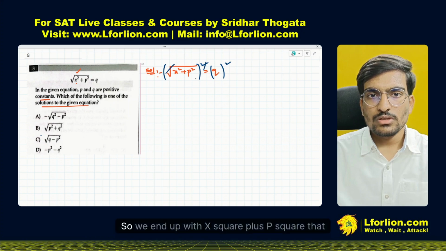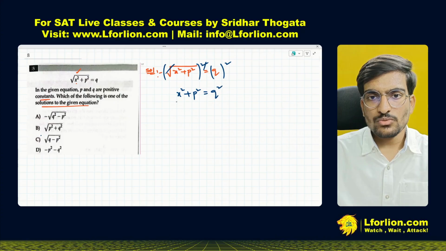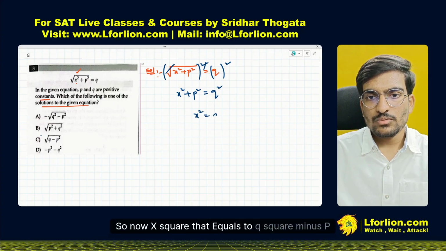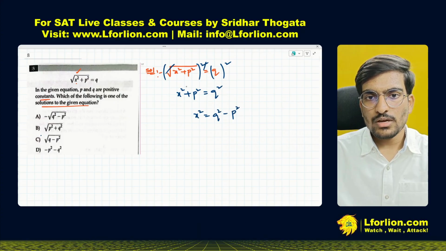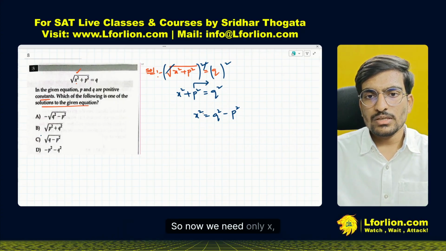So we end up with x square plus p square equals q square. Now x square equals q square minus p square, as we move this plus p square to the other side. So now we need only x, not this part, so we take the square root on both sides. When you apply the square root on both sides, it will be plus or minus.